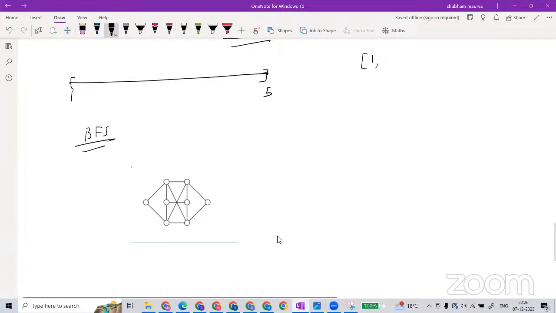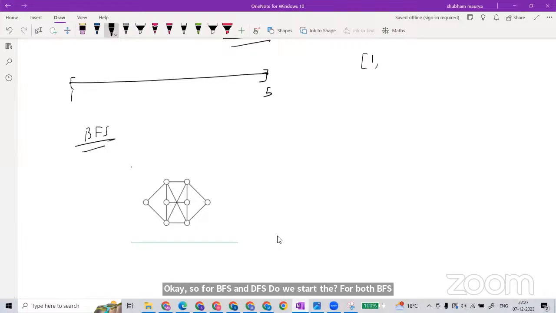So for both BFS and DFS, we have to take a starting vertex. Suppose this is 1, this is 2, this is 3, this is 4, this is 5, 6, 7, 8. These are the vertices we have. Let's start the BFS from vertex 1. I will not write the queue here. I will just explain from the graph. The queue is not needed. Suppose I started from 1. So I started from 1. So what is that?